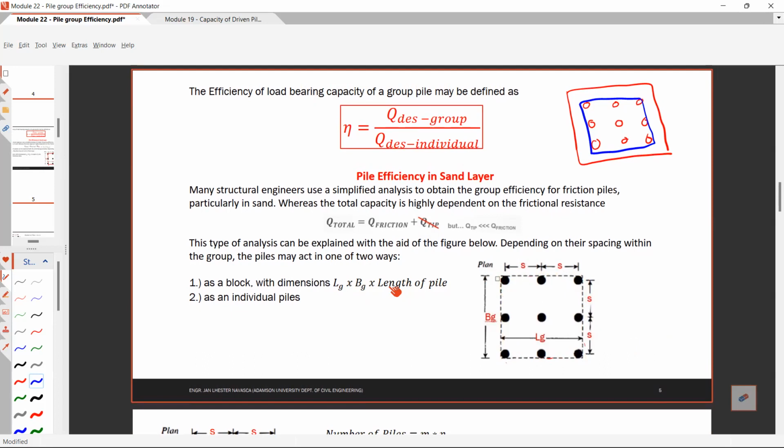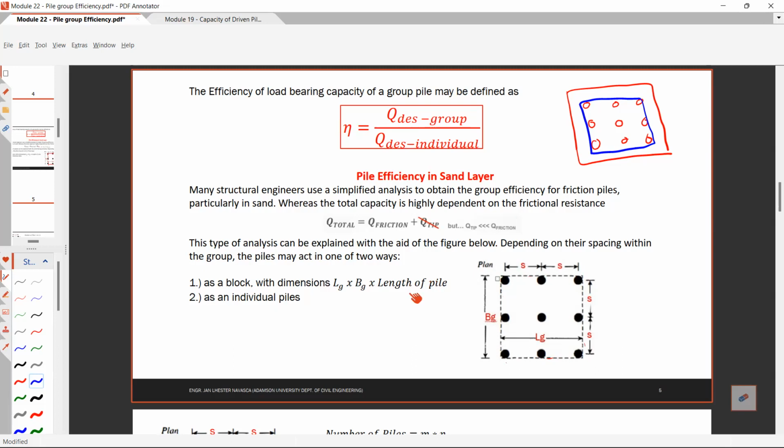Parang ganyan yung total block. Okay, so para siyang prism lang na isang malaking bloke. Okay, so length LG times BG times the length of pile.